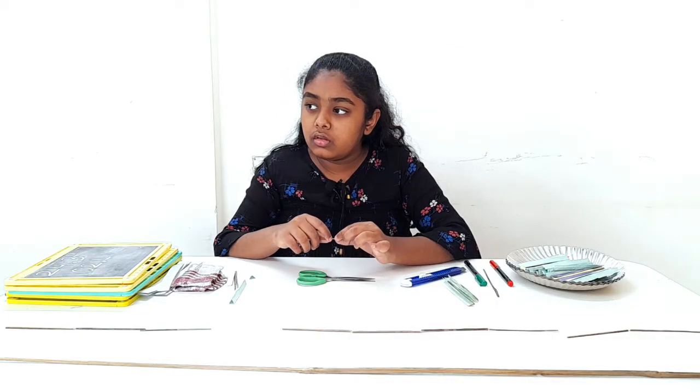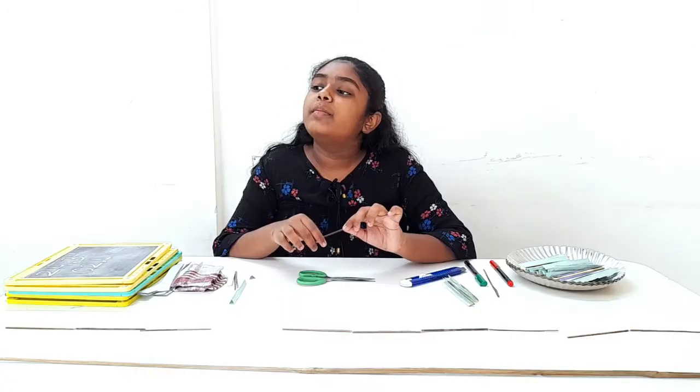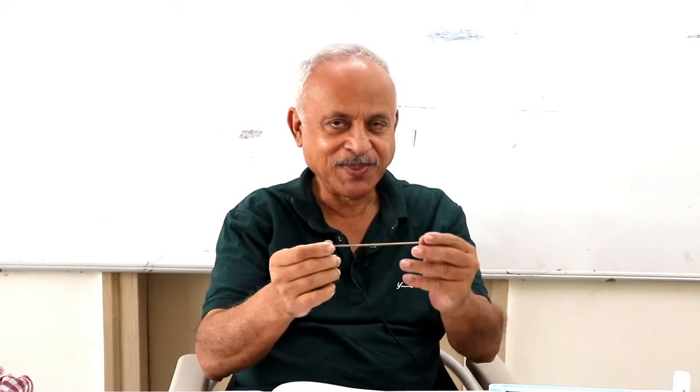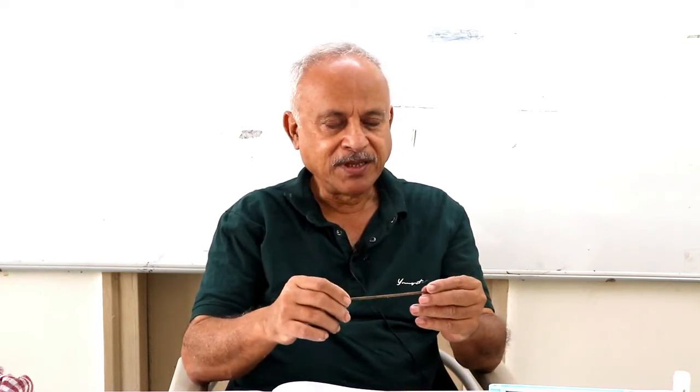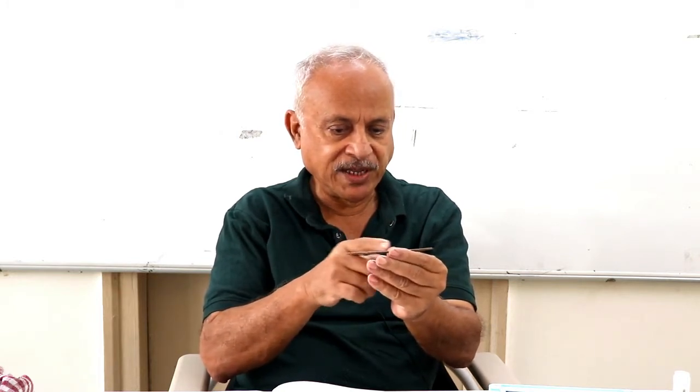1 by 10. There are 10 such pieces. 1 by 10 meter, right? So this is 1/10 of a meter. Okay. Now if I divide this into 10 pieces, now remember this is 1/10 of a meter, but this is 10 centimeters. So 1/10 of a meter is the same as 10 centimeters, right?